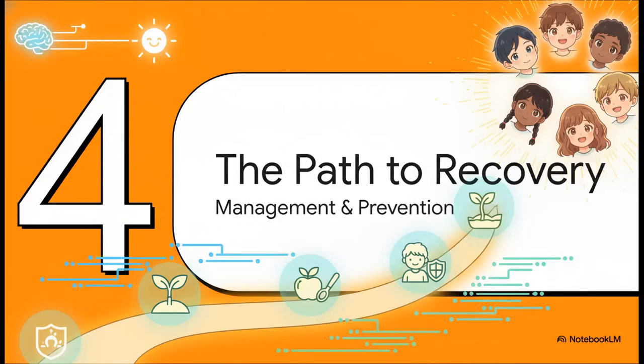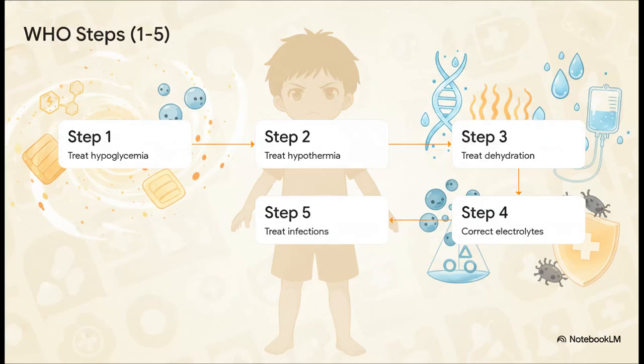So given how deep and complex this is, where do we even begin to fix it? Well, the good news is there's a clear, evidence-based plan. Let's talk about the path to recovery. The World Health Organization has this incredible 10-step protocol for managing SAM. And the first 5 steps, which you see here, are all about stabilization. It's like triage. Before you can even think about food, you have to put out the immediate fires. Things like low blood sugar, low body temperature, dehydration, and any underlying infections.